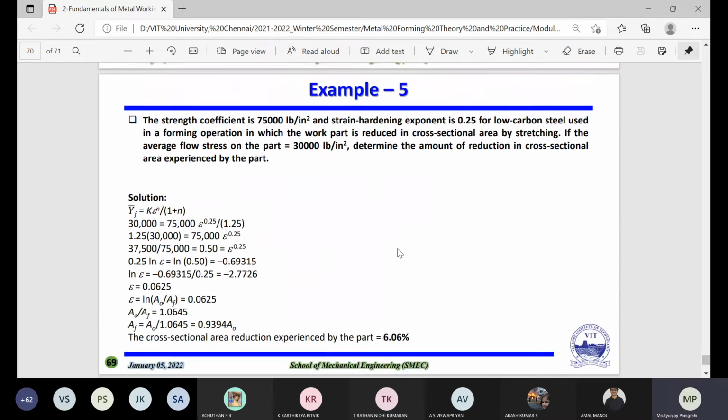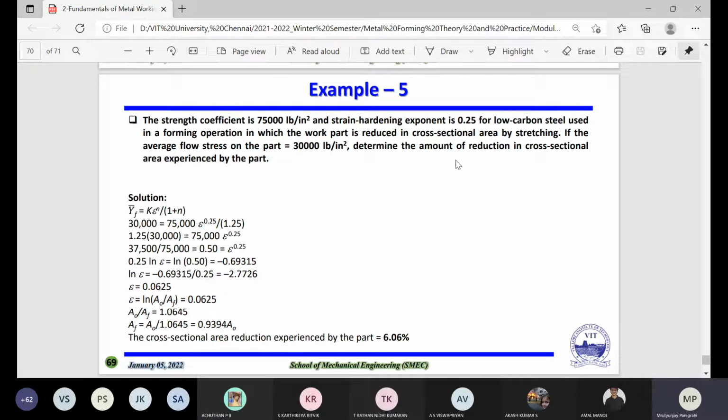You can see here the explanation. The value is given, YF bar is 30,000 and the equation is YF bar equal to K epsilon to the power n divided by 1 plus n. K is given 75,000, epsilon to the power 0.25, the strain hardening exponent, divided by 1 plus n, so 1.25, right? So you will get epsilon equal to 0.0625. Up to now, is it clear for all?